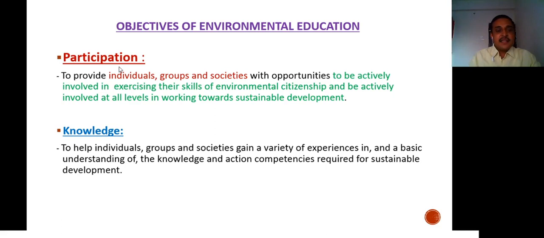The second objective which was formulated is knowledge. It means helping individuals, groups and societies to gain a variety of experiences, not gaining one type of experience from one environmental issue itself, and a basic understanding of the knowledge and action competencies required for sustainable development. That individual, group or society may gain a variety of experiences and apply their knowledge to solve the different environmental issues.